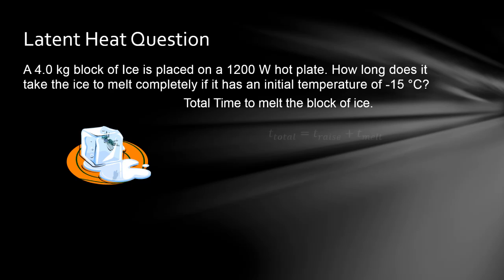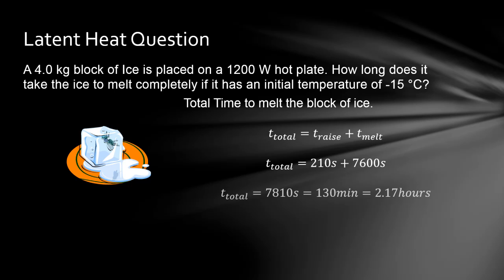So the total time to melt a block of ice is given by the time it takes to raise the temperature plus the time it takes to melt it. So it's 210 seconds plus 7,600 seconds. And the total time is calculated to be 7,810 seconds, which equals 130 minutes or 2.17 hours.